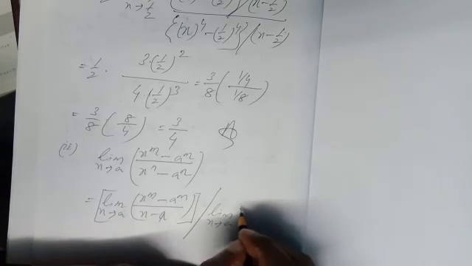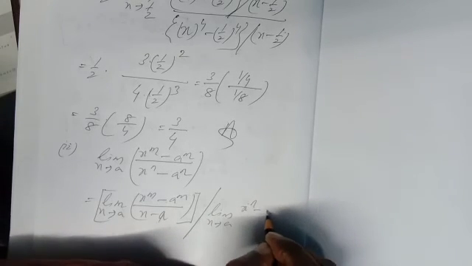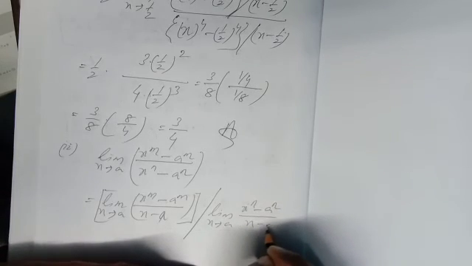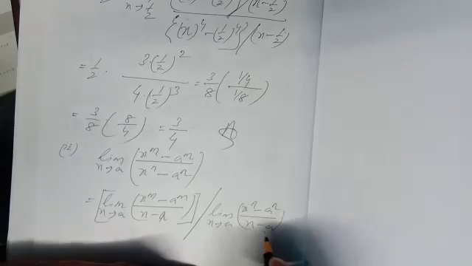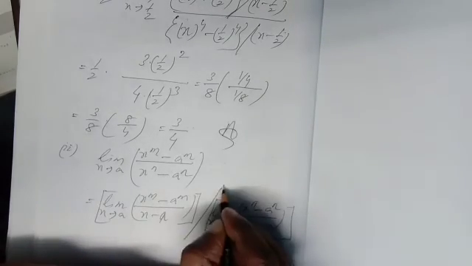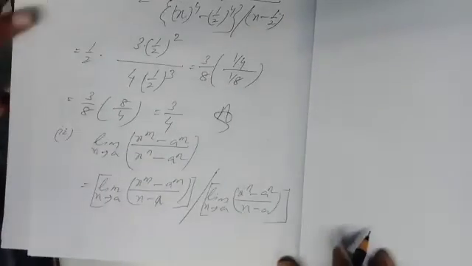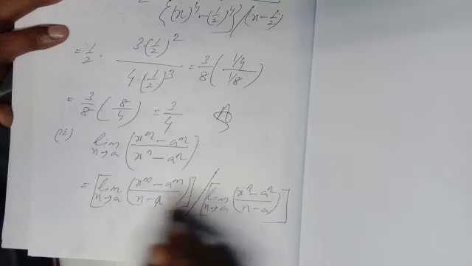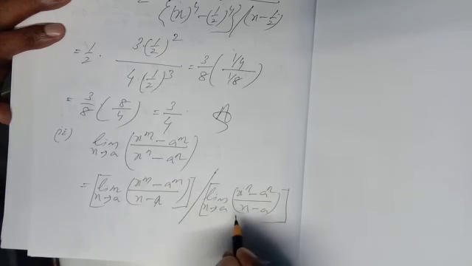Limit x tends to a, and this is nothing but x to the power n, denominator part a to the power n, by x minus a. I am dividing x minus a both numerator as well as denominator. I hope you are able to understand. Dividing x minus a both numerator as well as denominator and taking the limit of both.